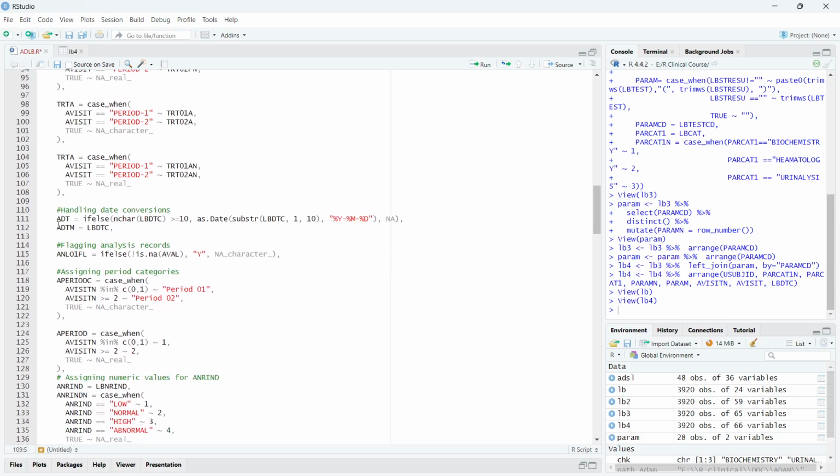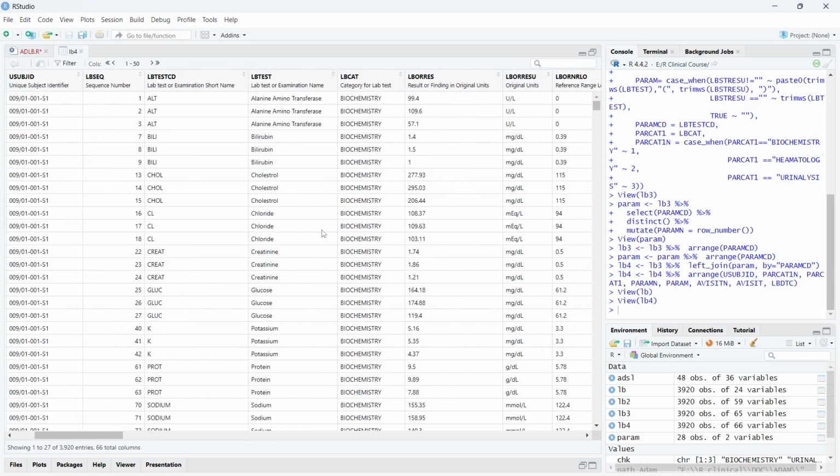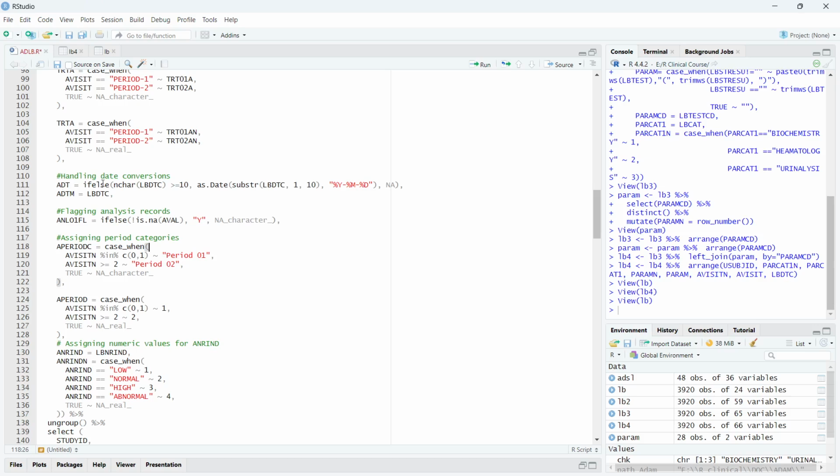Now after that, ADT is basically taking the analysis date from the laboratory data, the laboratory date. For example, if you check LBDTC here, the analysis date is nothing but we're extracting the date from the LBDTC in the format of year, month, and date. And if the length of the date is greater than or equal to 10, then we give it in the format of year, month, and date. Else we give it as missing.